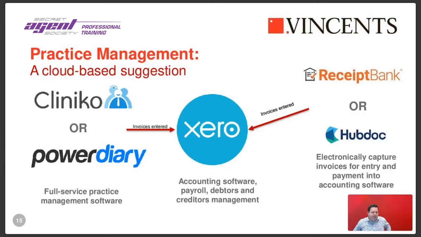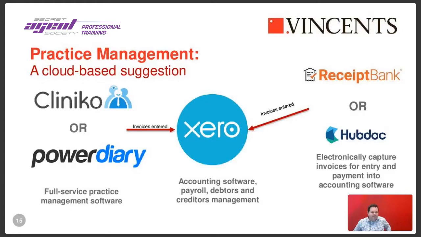With Power Diary, as I understand it, it also links in with Medicare and the DVA, whereas Clinico doesn't. So in this instance, once you've seen a patient and generated the invoice, say in Clinico or Power Diary, those patient invoices are automatically pushed into Xero. So again, it gets rid of that double handling that I was talking about in the previous slide. Xero will receive that invoice and book the income and the amount owed from the customer.